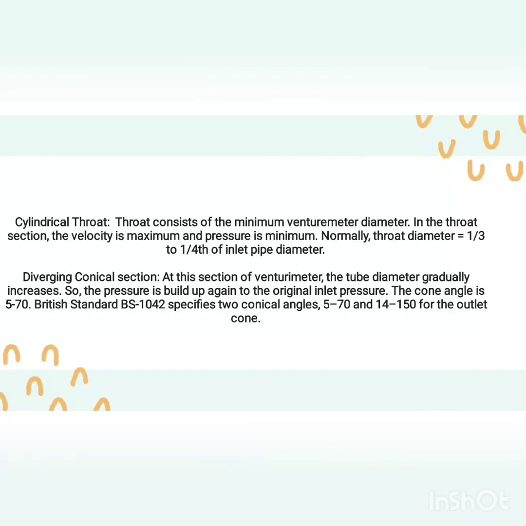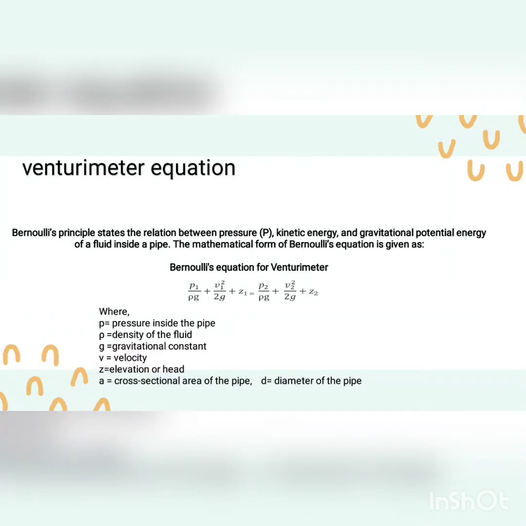Diverging conical section. At this section of Venturimeter, the tube diameter gradually increases, so the pressure is built up again to the original inlet pressure. The cone angle is 5 to 7 degrees. British standard BS 1042 specifies two conical angles, 5 to 7 degrees and 15 to 15 degrees, for the outlet cone.